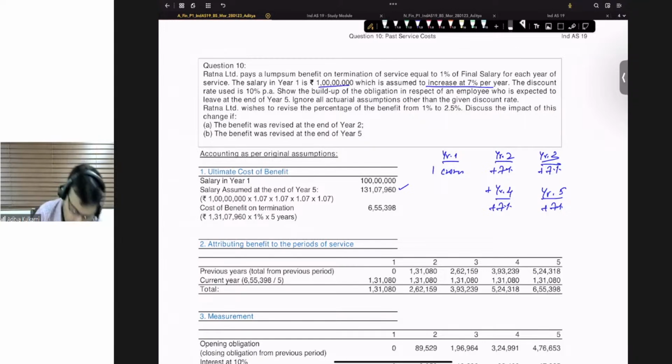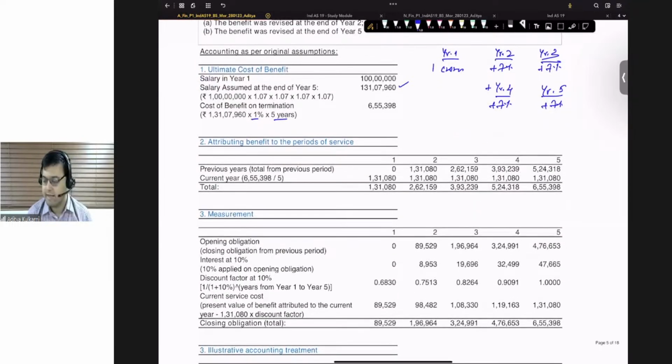7,960. The cost of benefit on termination is 1% for 5 years. Okay, initially what was it? 1% of final salary for each year of service. So 1 crore 31 lakh 7,960 into 1% into 5 years. So that means your benefit which you will pay later on is 6,55,398 rupees. Okay, this is the liability after 5 years. So you will have to build up the obligation.